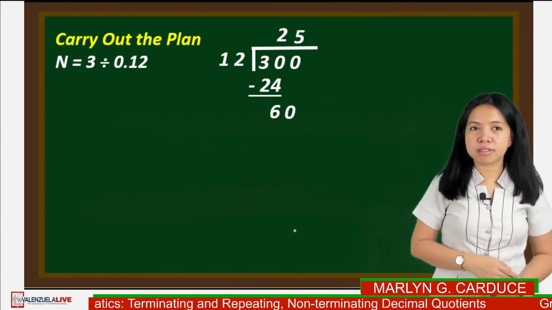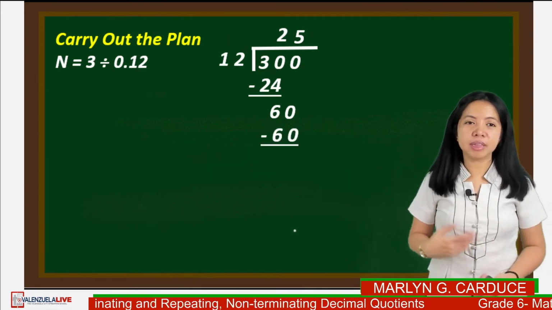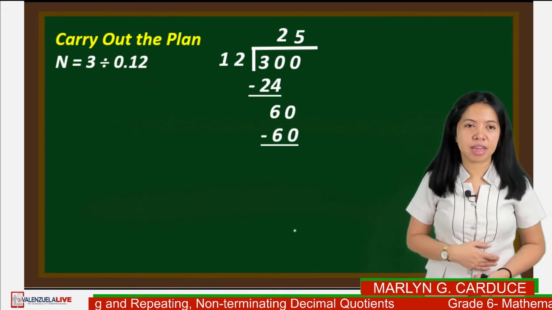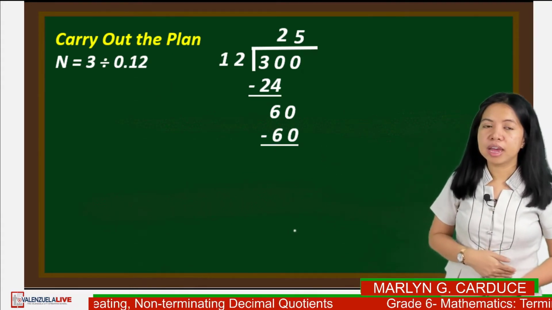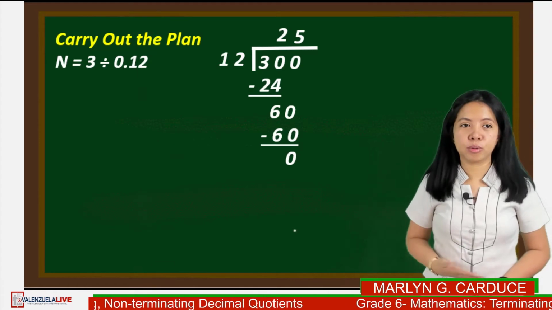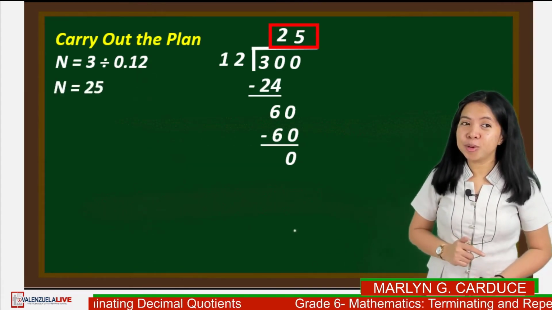So the quotient is 5. And multiply 5 by 12. And the product will be 60. And if we subtract 60 from another 60, it will leave us no remainder. So n is equal to 25.